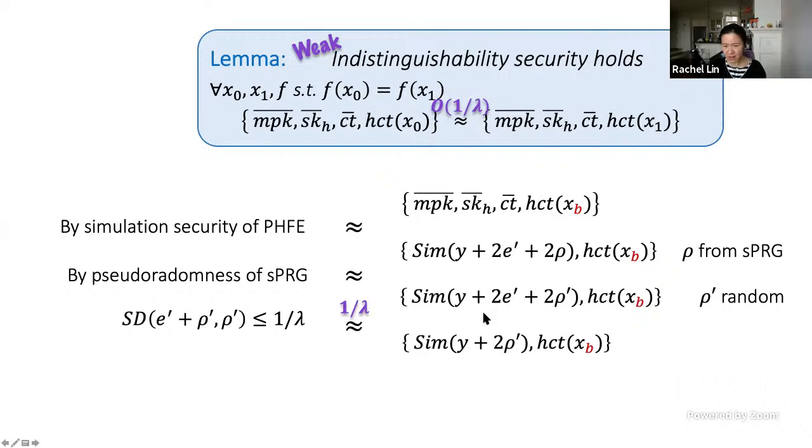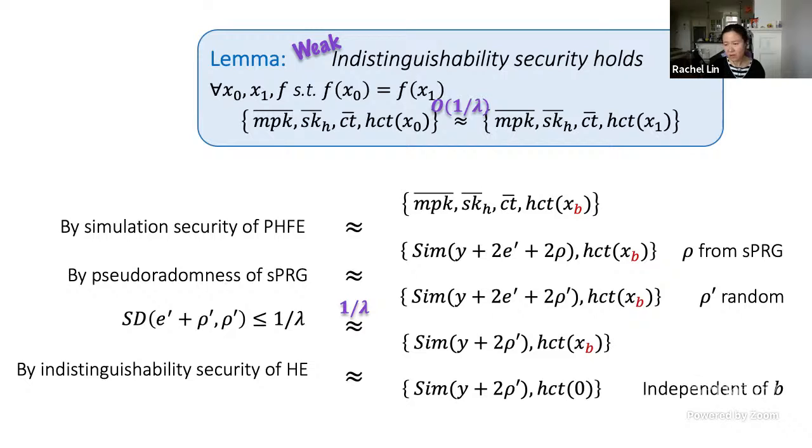And at this hybrid, we observe that nothing about the homomorphic encryption ciphertext is revealed, not the secret key, not the noise, nothing, and hence we can swap XB to encryption of 0. And finally, when we say that we only have weak security for the degree 2.5 PRG, we mean that the pseudorandomness achieved also has distinguishing gap upper bounded by 1 over lambda rather than negligible, but this does not change the statement of the lemma.